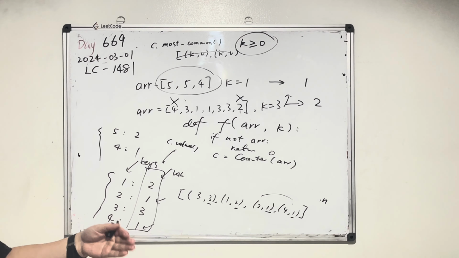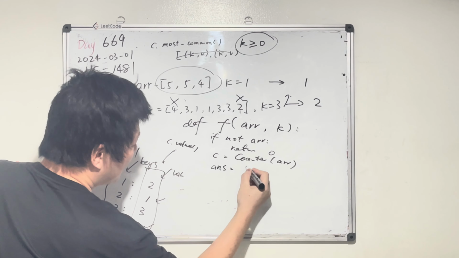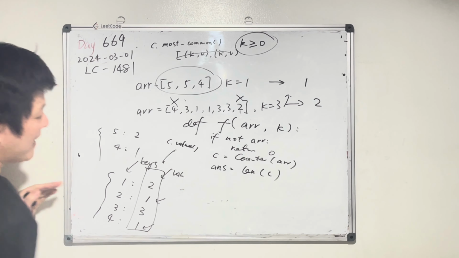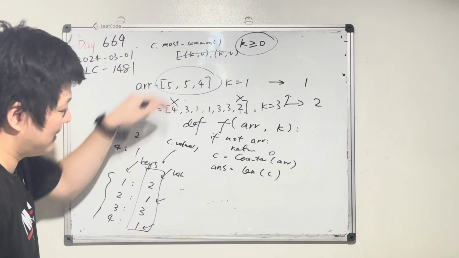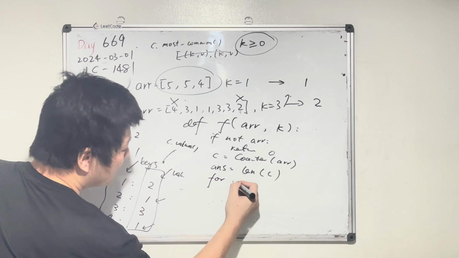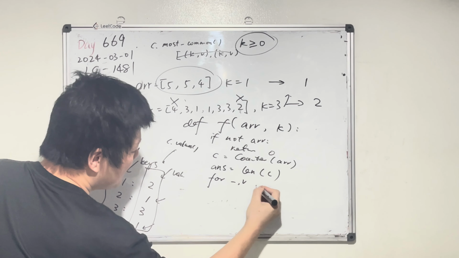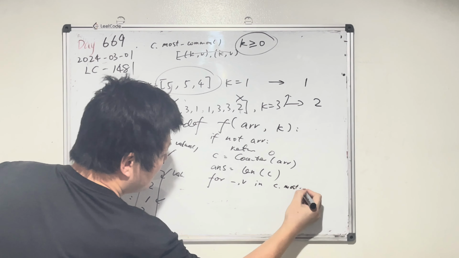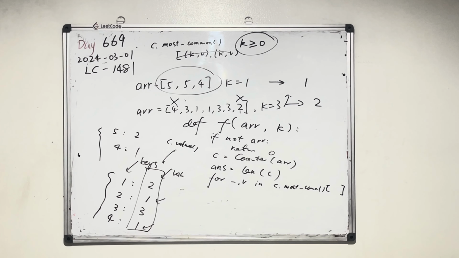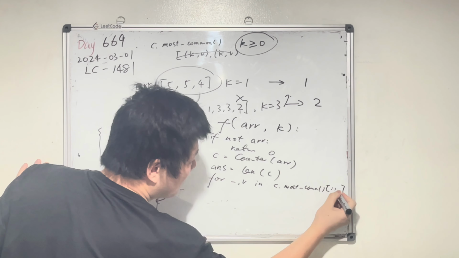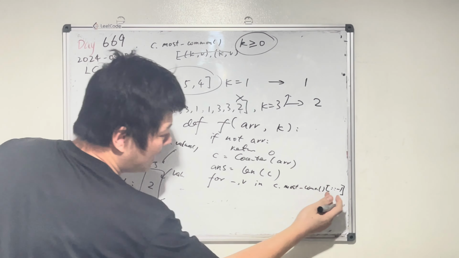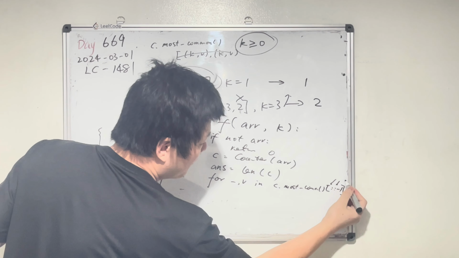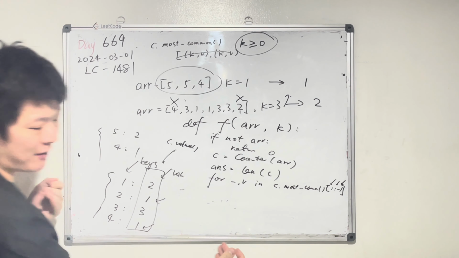So at the beginning, we have answer, which is the length of C. This is the number of unique elements. And then we go through the element V in C dot most common, however, we want to reverse it. How do we reverse the list? Yes, colon colon minus 1. This is list slicing, start, stop, step. Minus 1 means the reverse.